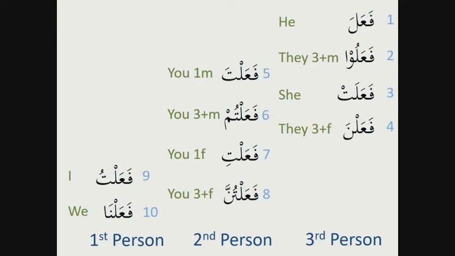Last time, everybody together. Fa'ala, he did. Fa'alu, they many males did. Fa'alat, she did. Fa'alna, they many females did. Fa'alta, you one male did. Fa'altum, you many males did. Fa'alti, you one female did. Fa'altunna, you many females did. Fa'altu, I did. Fa'alna, we did. Right, good. What I want you to do quickly again, each one of you, say it to a partner. Vice versa, like say it to each other.